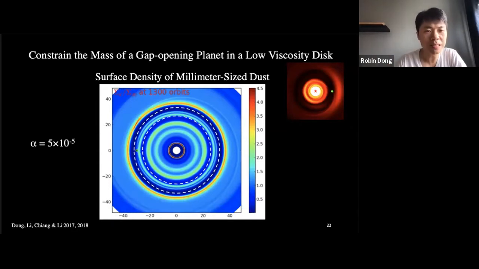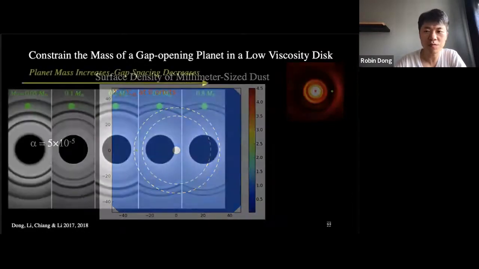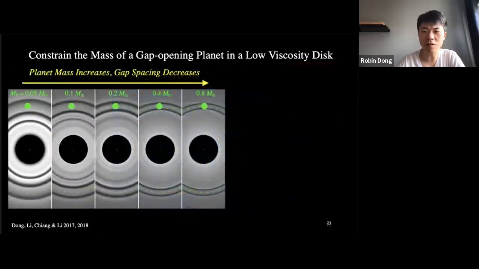Now, if we repeat the same simulation, fixing everything else but changing the planet mass, we expect to see the gap configuration change accordingly. Here we have 5 simulations, and the planet mass increases to the right. In all cases, each planet opens a bunch of gaps, but clearly to the right, the gap system becomes more compact. Specifically, the separation between the two gaps on the two sides of the planet orbit shrinks.